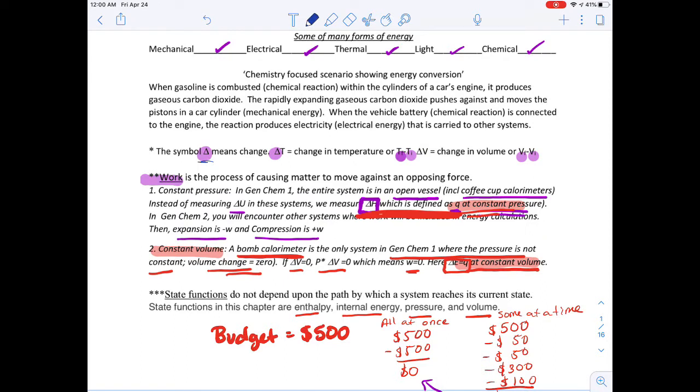Don't forget that this triangle right here means change, which is final minus initial. There's some comments in here about work. In Gen Chem 1, we're focusing on this first condition, but you can also have a second condition if you have a bomb calorimeter, which is like a sealed container that won't let the pressure out and won't break.